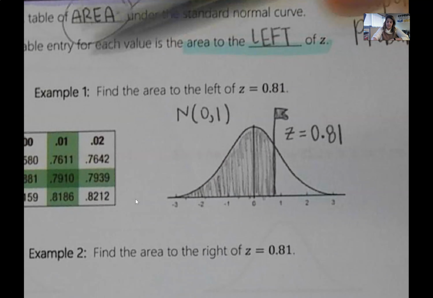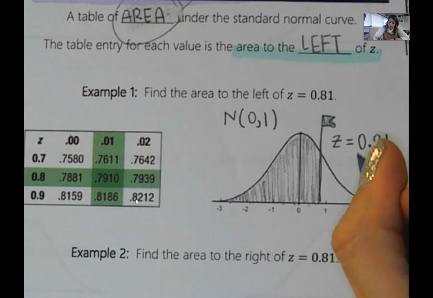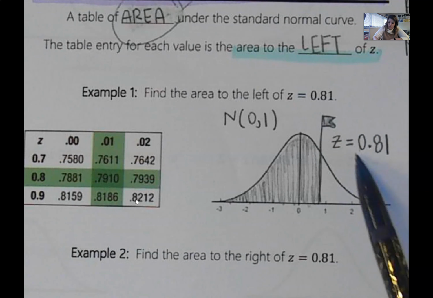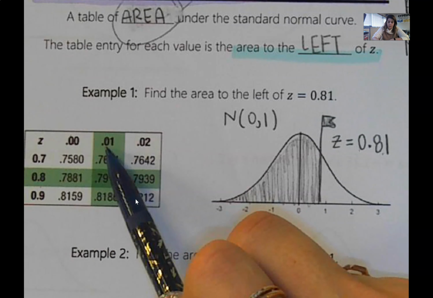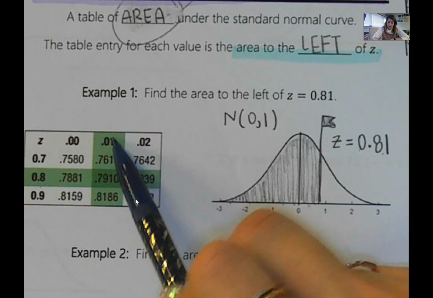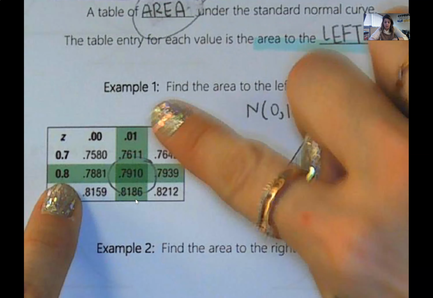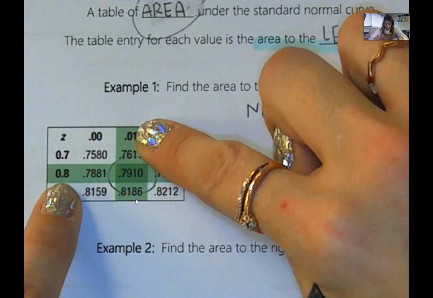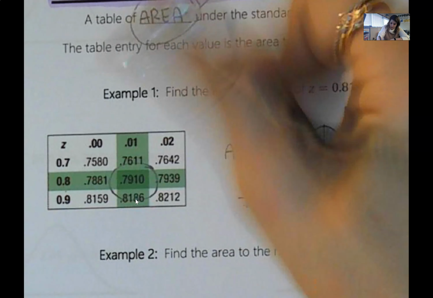So then on our standard normal table down the side, we are looking for 0.8. 0.8. So that's this row. Then you go over to the 0.01. So this is 0.81. This intersection here is the area. So this is the z-score of 0.81. So I will mark and say area equals 0.7910.